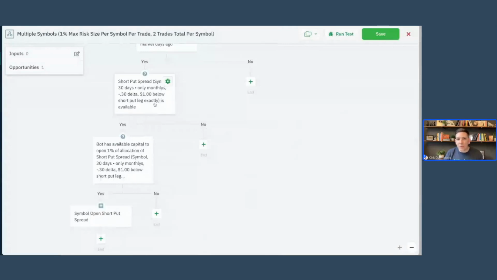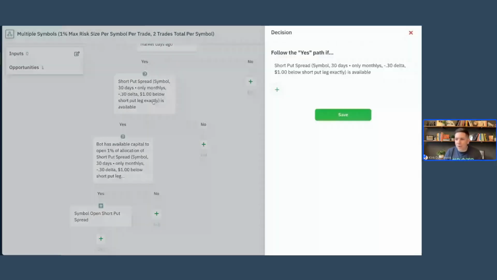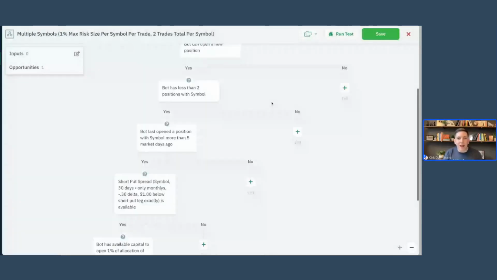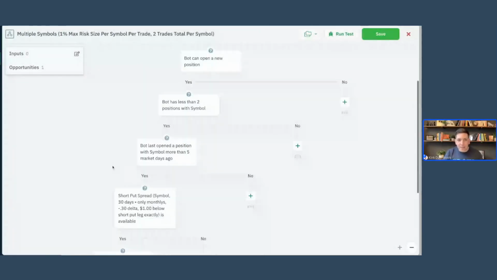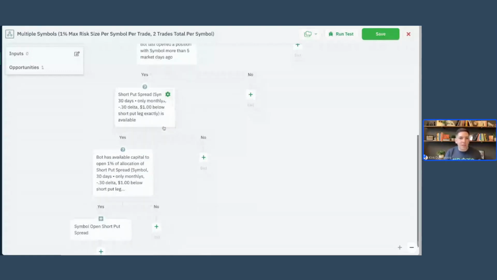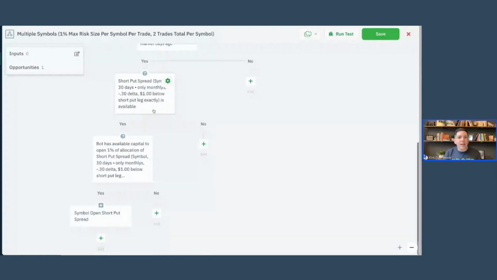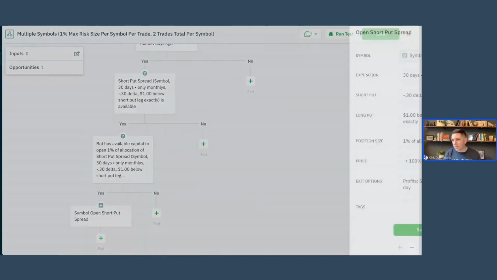Is the position available? Like before we even check for a position available, let's just check and make sure we want the bot to enter a position. That's why logically what I try to do is I try to put all of that logic at the top. Do I want the bot to open a position? Yes. Okay, great. Then is there a position available? Does the bot have enough capital to open the position? And then if I do, can I just go ahead and open the position? 1% of the allocation. And Lee had a good one too.